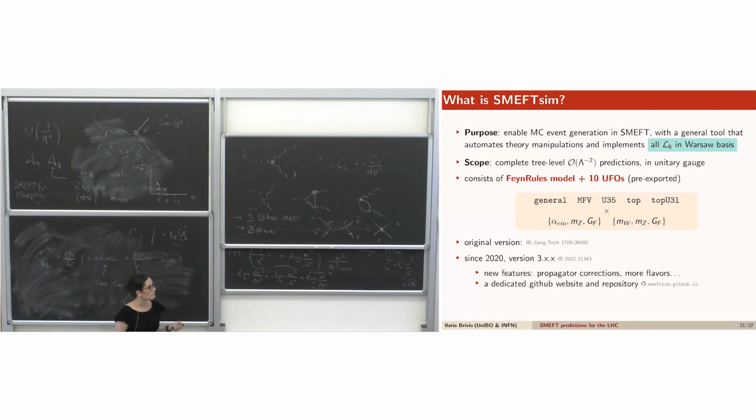They both use the U(2) symmetry on the quark sector, so the top and the bottom are separated out, but they differ by what you do in the lepton sector. The top does the same thing as SMEFT at LO, while the top U3L keeps a U(3) symmetry for the leptons, which is simpler. And it has these two options for the electroweak input parameter scheme.